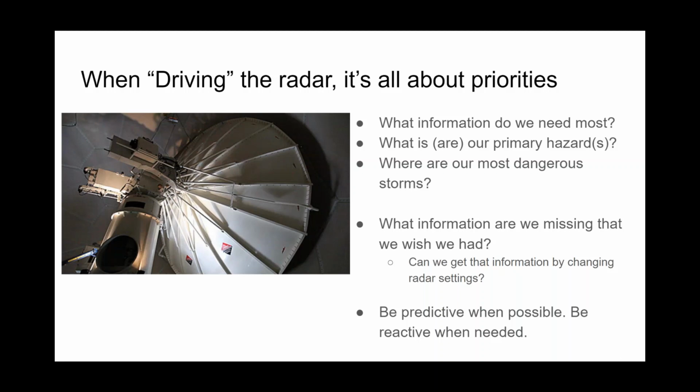Be predictive when possible and reactive when needed. I think that goes for almost anything we do in our predictive world. If you sit down before an event and you've got a good feel for where the storms are going to develop and what the hazards are going to be, you can get a really good first guess at what type of data you're going to want before the storms even develop. And you can put the radar into those settings right away. So again, be predictive when possible, be reactive when needed, and constantly ask yourself, do I have all the information I need? And if I don't, is there more information that I can get by changing settings?